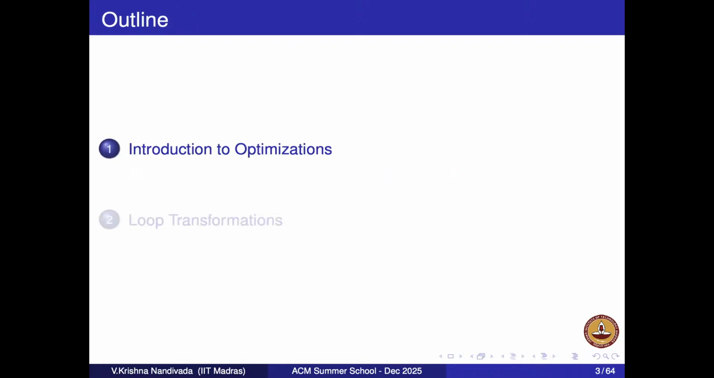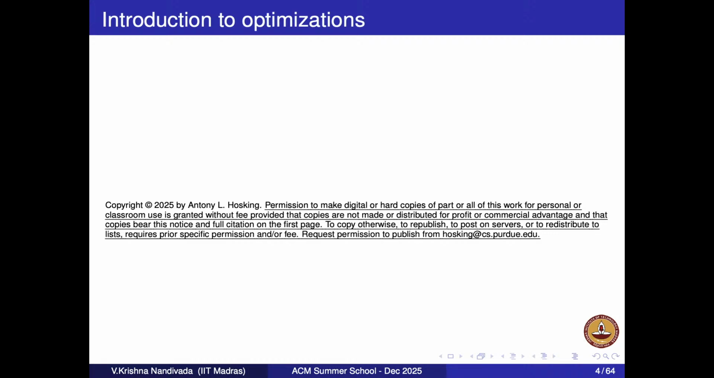Okay. We will have 2 main goals for us. One is introduction, second is loop optimization. Some of these slides, by the way, are taken from Tony Hosking from Purdue. He was at Purdue, now he's not. And some are also taken from Milland at Purdue.